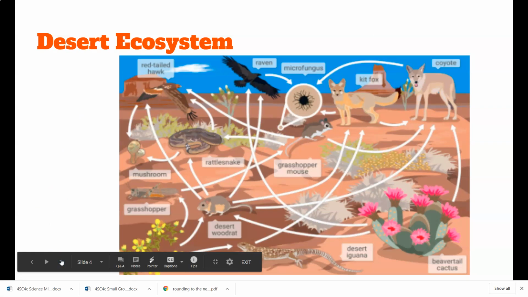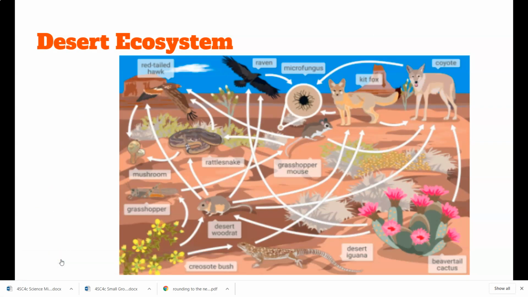Okay, now we're going to look at a desert ecosystem. And if you look at this one, it looks a little different, so you've got to study it carefully, but you see a creosote bush in the bottom left-hand corner and a beaver tail cactus in the right-hand corner. Those are our producers. I also see a decomposer in this one, a mushroom. I also see a microfungus, which is another decomposer. So let's look at a food chain here. If I start with a creosote bush in the bottom left-hand corner, I can see that it might be eaten by a desert iguana. That iguana might be eaten by a kit fox.